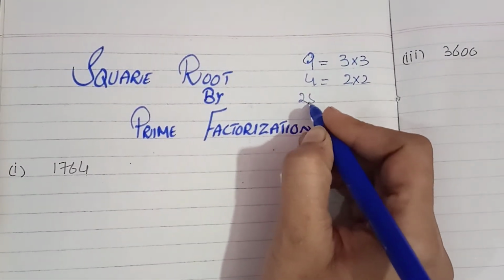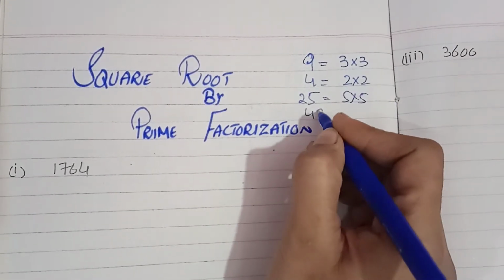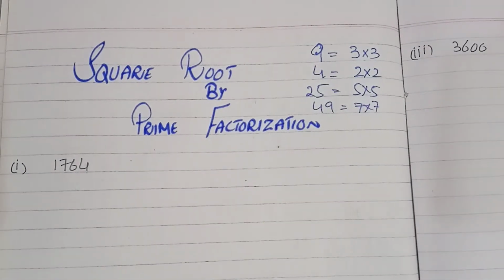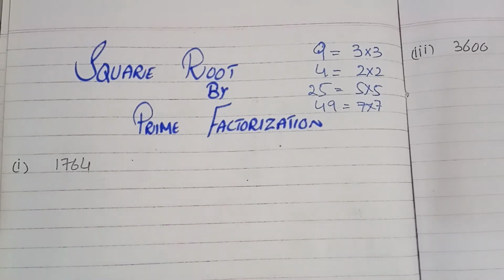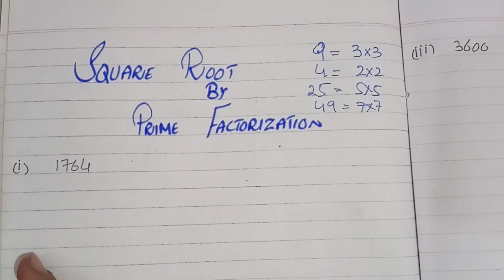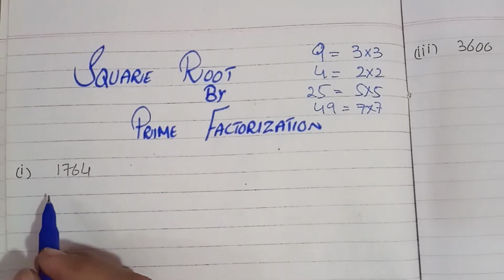If the number is 25, we know that 5 multiplied by 5 is 25. If the number is 49, we know that 7 multiplied by 7 is 49. We know the square roots mostly till 10 or 11 or 12, okay? But when the numbers are large, like 3-digit numbers or 4-digit numbers or more than 4-digit numbers, it is very difficult to remember the square root, okay? So let's start the square root by prime factorization method.